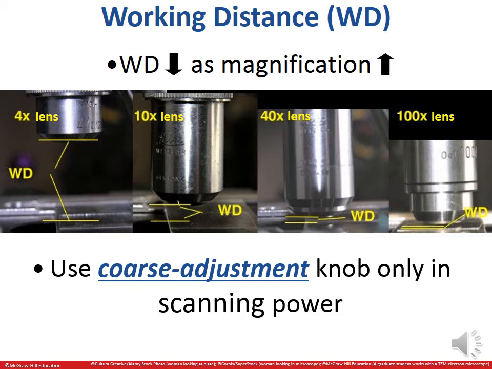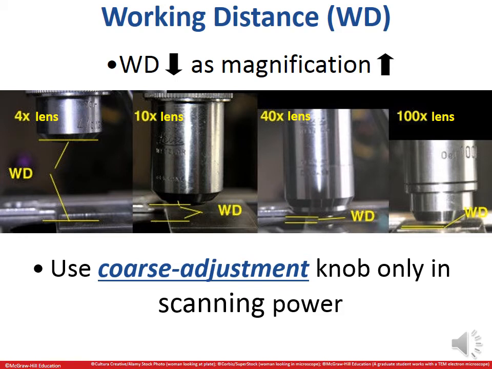It's only when you have the scanning power, the 4x lens, in place that you can use the coarse adjustment. When you move the coarse adjustment knob, the stage can visually move very far, very fast. Once you get out of the 4x lens, you want to make sure you only use the fine adjustment, because you can actually put that lens right through the specimen and break the slide, scratch the lens, and do some damage. So keep this in mind.